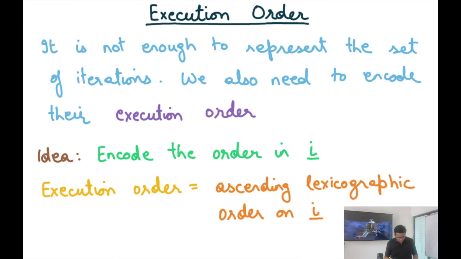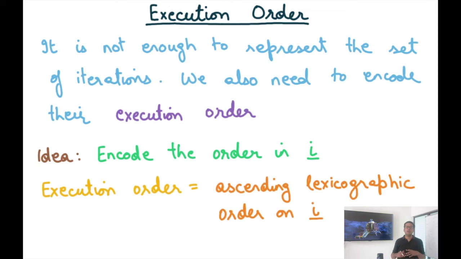Okay, it is not enough, however, to just represent the set of iterations. We also need to encode their execution order. So it's not enough to say that 0 0 is going to get executed and 1 1 is going to get executed, but we also want to know what is going to get executed first. So maybe 0 0 gets executed before 0 1, and 0 1 gets executed before 0 2, and so on, and we need to have some way of encoding that execution order.